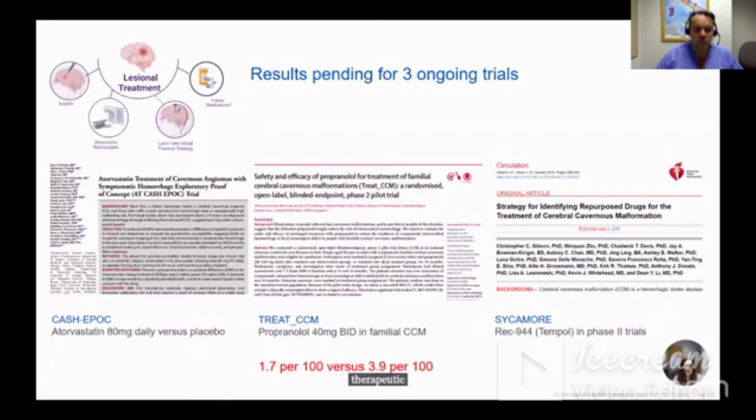Finally, the Sycamore trial, anticipated results sometime later this year. Tempol is an antioxidant. We'll look forward to hearing this phase 2 trial result.